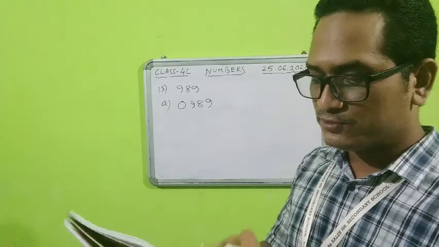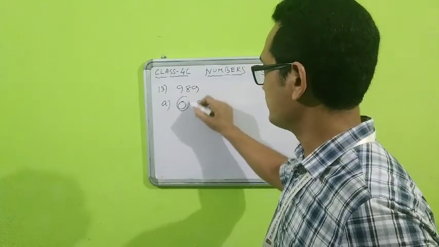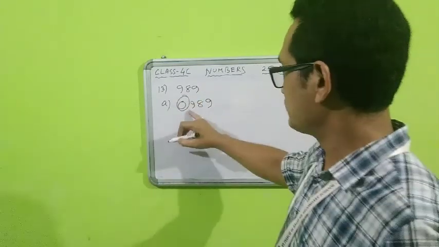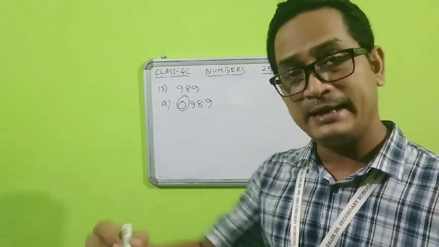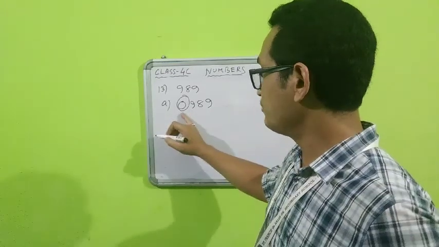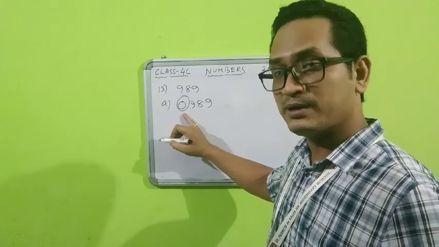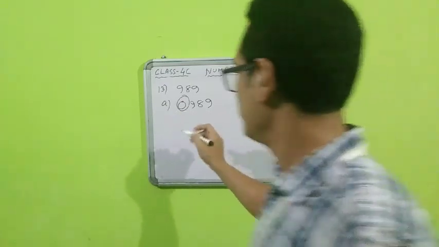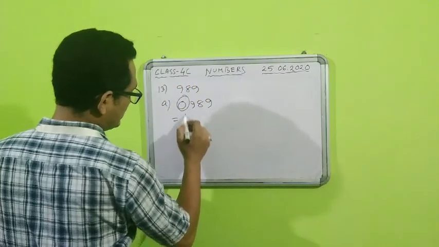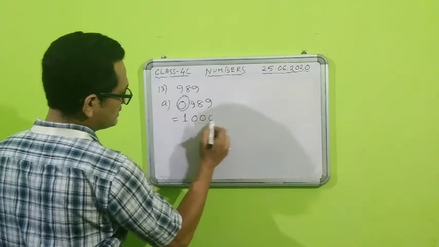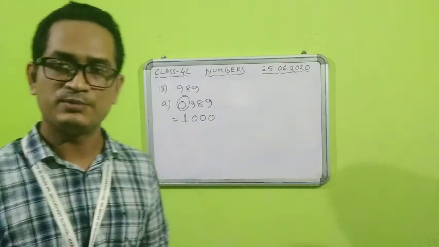Now we need to round up to the 1000 place. That means this is the rounding place now. So what is on the right hand side in the 100 place? 9. 9 is greater than 5. So you have to add 1 here. So 0 plus 1, it will be how much? It will be 1 only. So that means it will be 1 and these 3 places will be replaced by zeros. So it will be 1000.